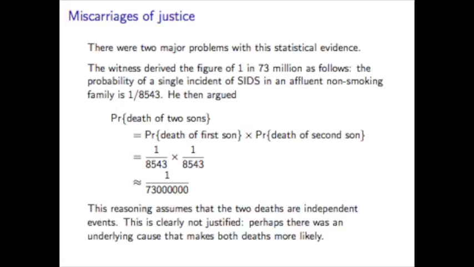I'm sure you can identify the problem with that reasoning. The argument assumes that the 2 deaths are independent events, and that is clearly not a justified assumption. There may be some underlying cause, perhaps genetic, that makes both deaths more likely. That would mean that the 2 events are dependent events. In that case, we would not be justified in finding the probability that both events occur by simply multiplying together the probabilities of the individual events.